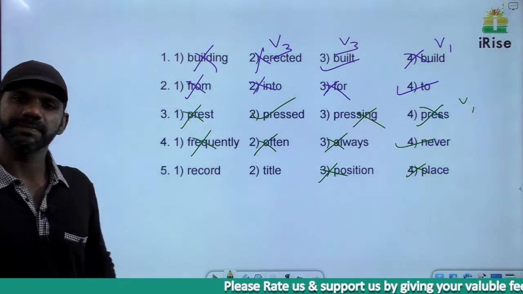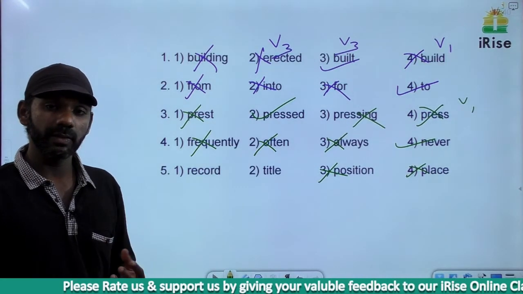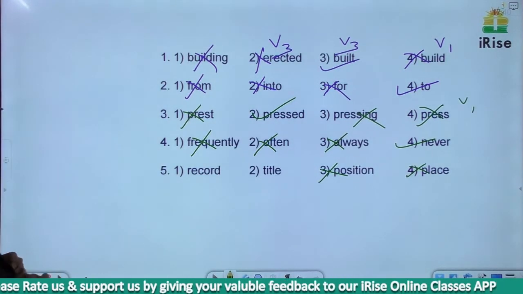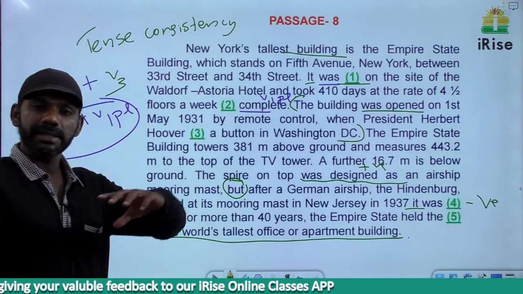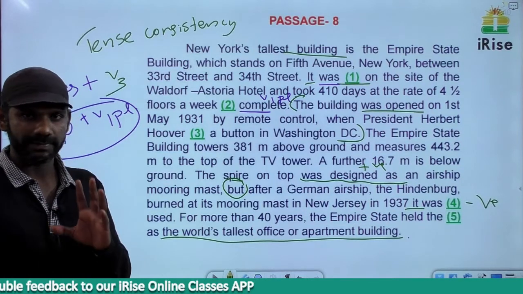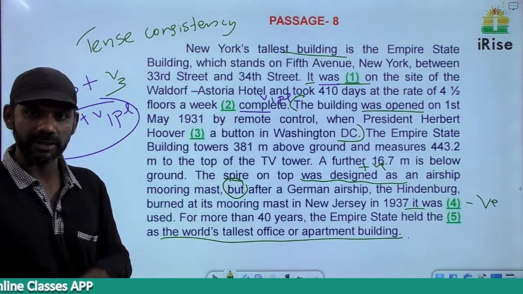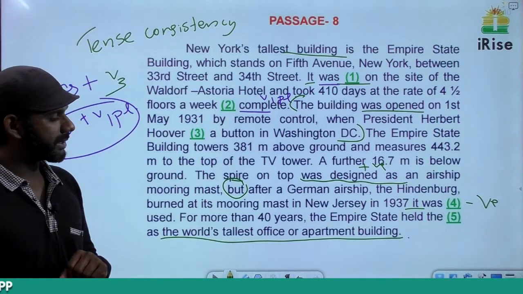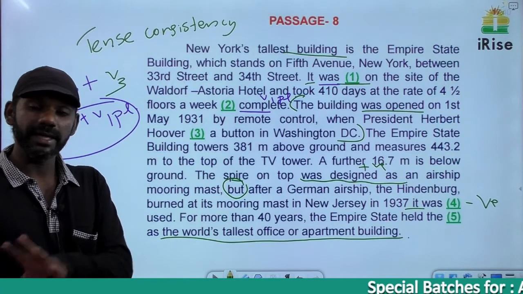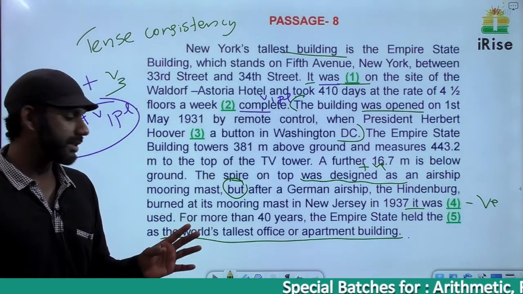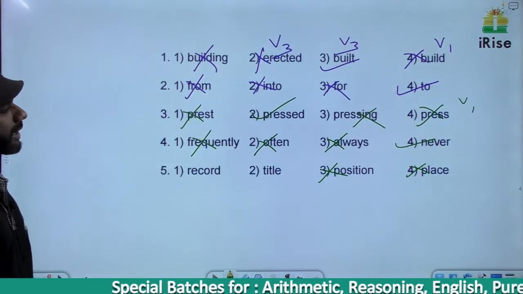Record or title. For more than 40 years, the Empire State was the world's tallest office apartment building. That means after 40 years it was not. For more than 40 years it was there, and after those years it was not. For more than 40 years, that means like more for them, take it as 42, 43 and all. After that, it was not the world's tallest office apartment building. We have two options left, record and title.